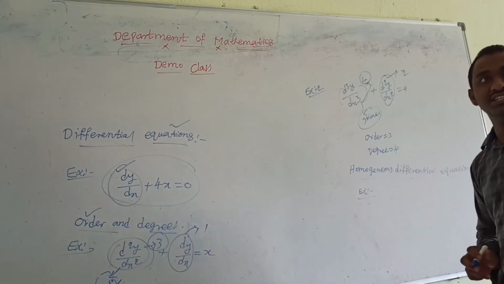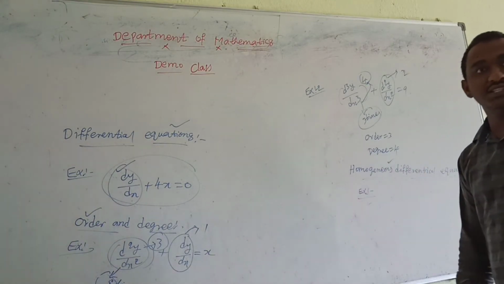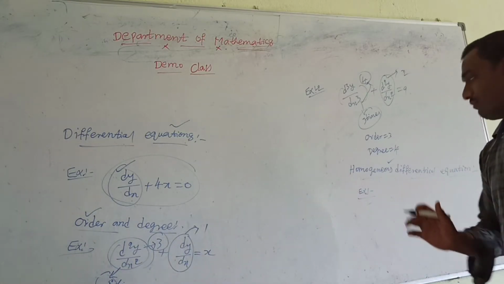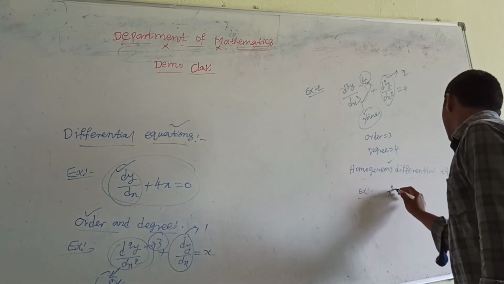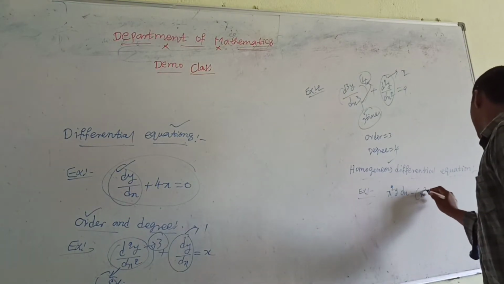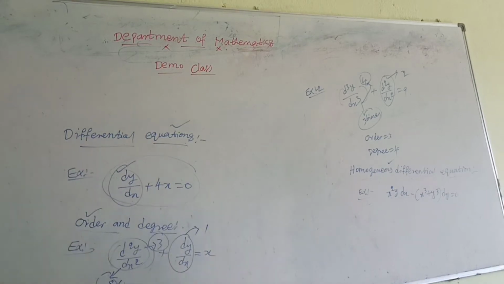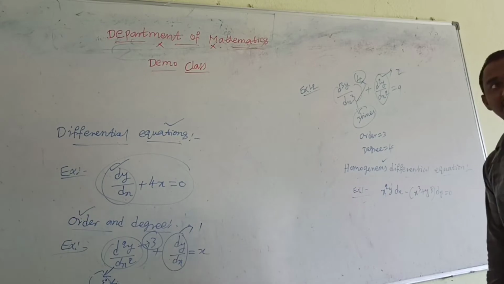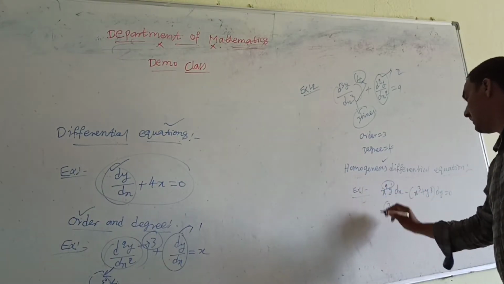For this one I will give one example. Here, homogeneous equation means its powers must be the same. I will give one example, you will get more clarity. x square y dx minus (x cube plus y cube) dy equals 0. Here y has no power written, which means there is 1. So here the powers are 2 plus 1, which is 3.